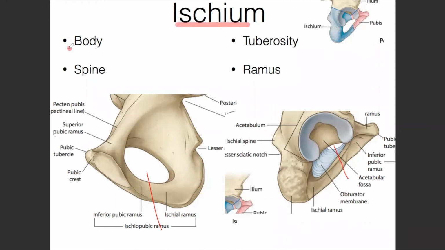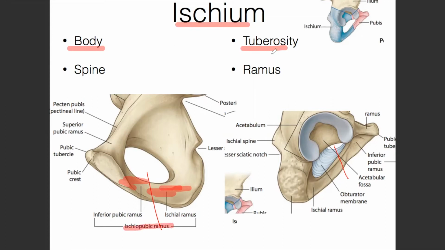Right, so the ischium has a body, a tuberosity, a spine, and a ramus. The ramus is basically this part, which is connecting with the pubis. The pubis also has a ramus, and together they form something that's known as the ischiopubic ramus.